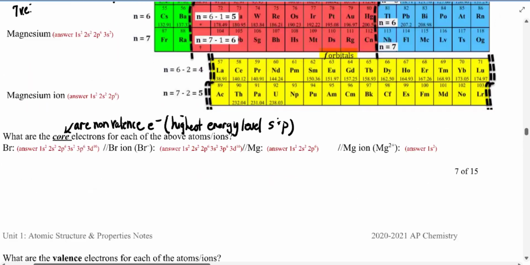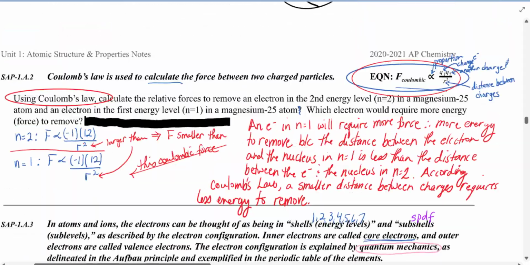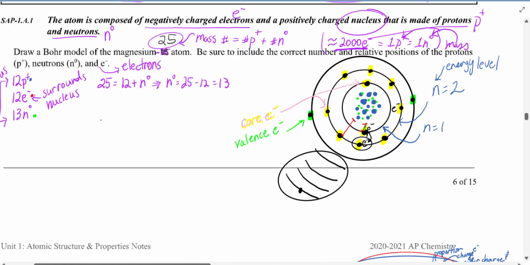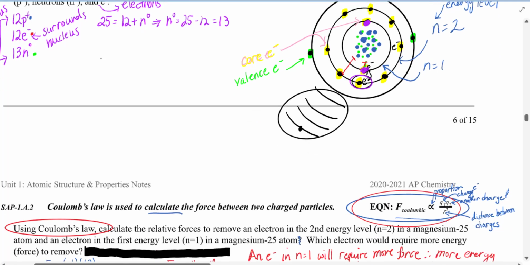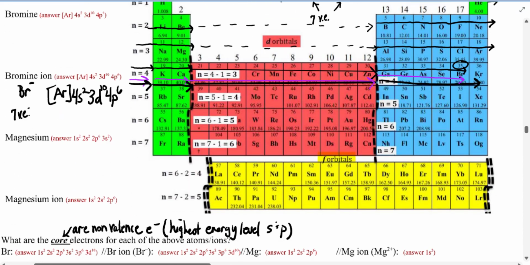So let's go ahead and look at our Bohr model. We are focusing on this electron, removing it. The inner shell or core electrons would be the ones on energy level 1. So that would be this one right here, 1 and 2. So there are 2 core electrons for energy level 2.